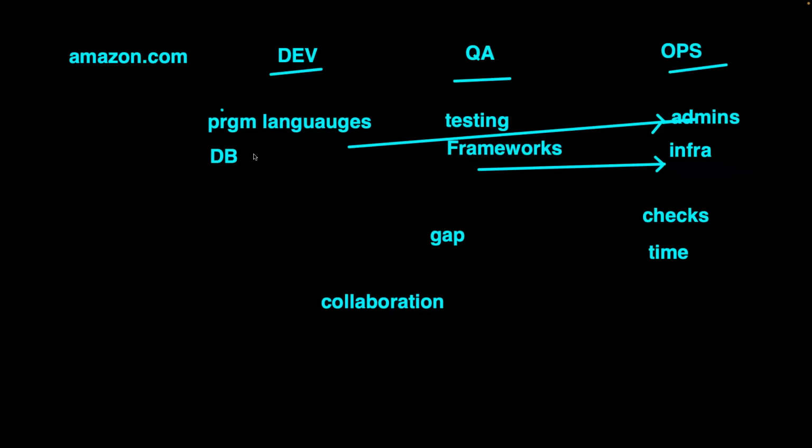Okay. So how to eliminate the gap between the teams? Any idea, any thoughts? Yes, we were talking about why DevOps came in. One of the reasons why DevOps came in is to eliminate the gap between the teams so that the teams could collaborate well, they could work with a proper understanding, with proper communication. So to eliminate this gap, DevOps came in. That's one of the reasons.